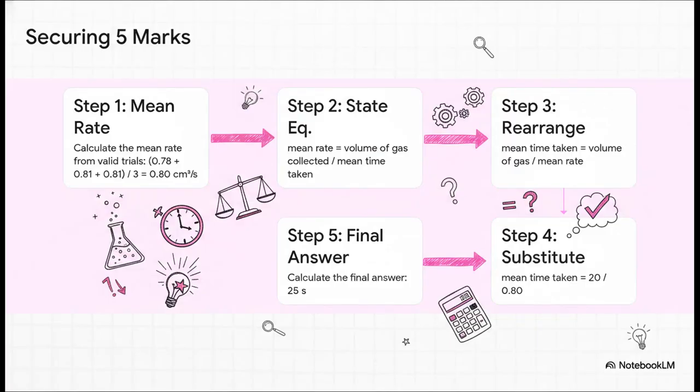Let's walk through how to bag all 5 marks. First, you add up the 3 good results and divide by 3 to get your mean rate. That gets you a mark. Next, you need the right equation, and then you have to rearrange it to solve for time. Each of those steps gets you more marks. Then you plug in the numbers. You see, you're building a case for the examiner, showing them you know exactly what you're doing.